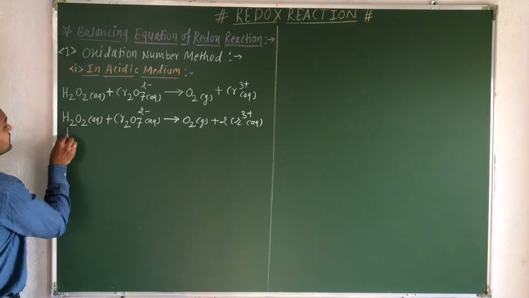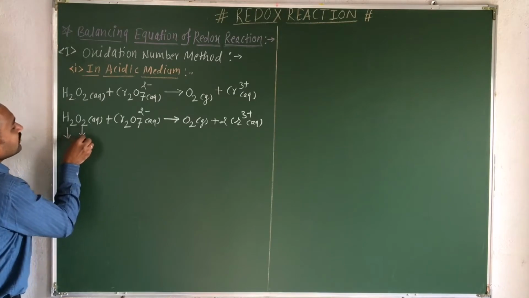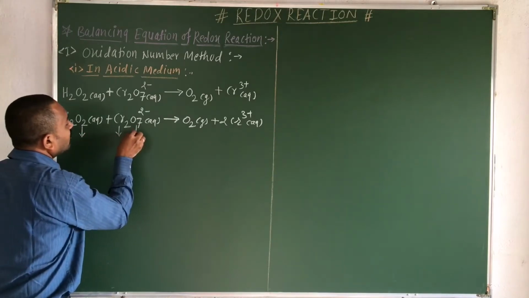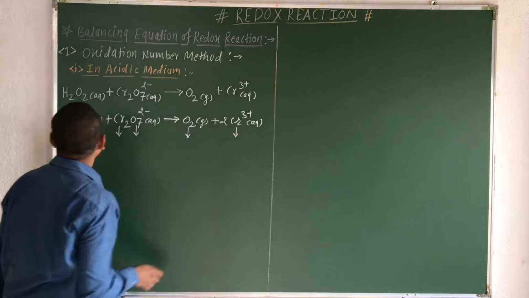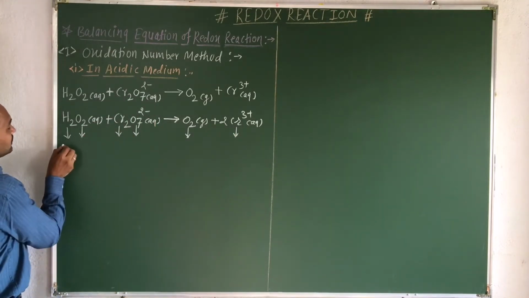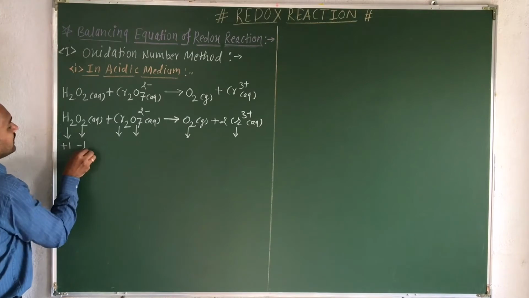Then we have said that we have to assign the oxidation number for all the atoms. So let us assign the oxidation number for all the atoms. We know that this is hydrogen peroxide, therefore +1, -1.